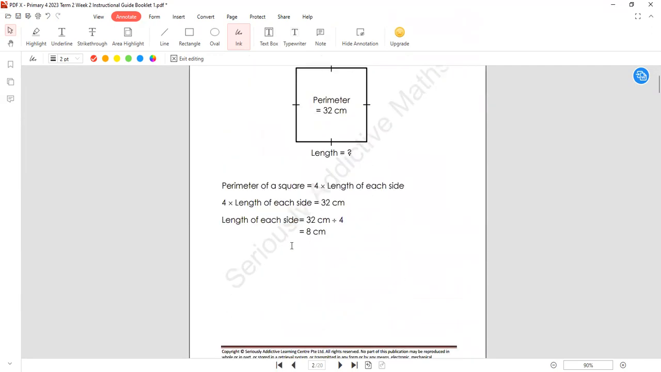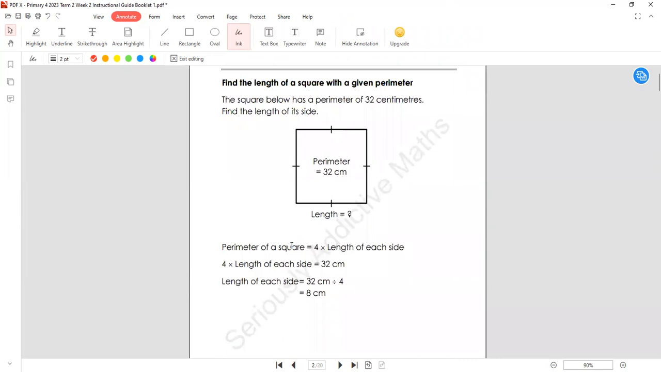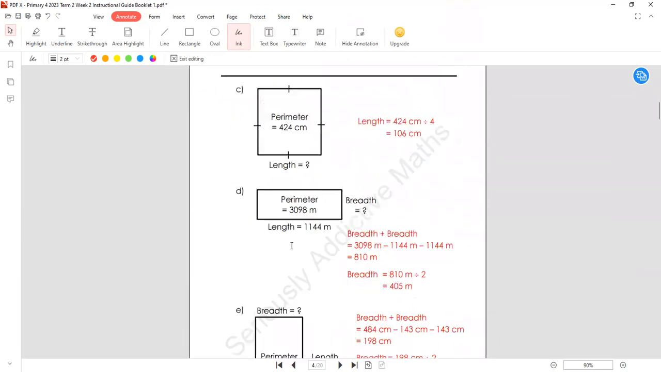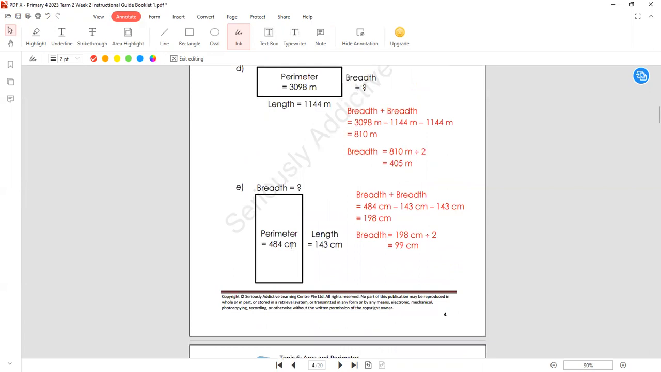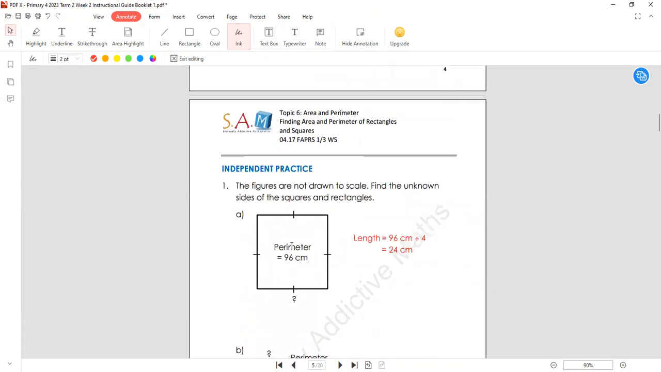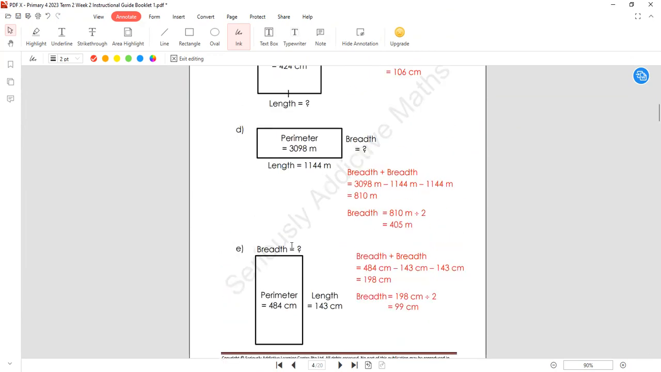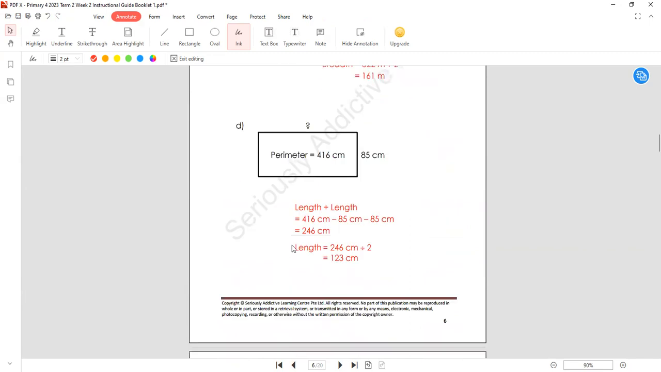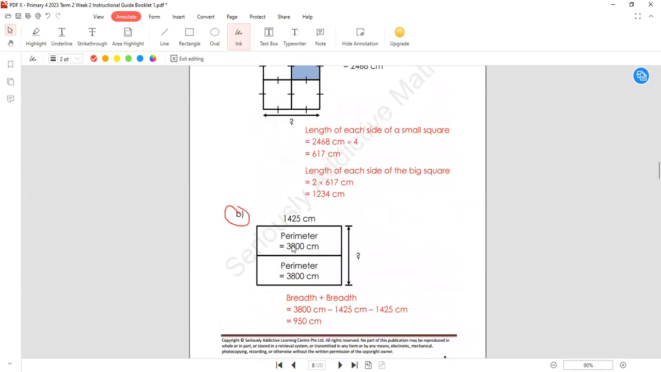The same thing applies for a square, except a square is easier. If the perimeter given is 32, because all sides are equal, it's simply divided by 4. So that's what students need to do. Get them to do all the guided practice here, and that should be more than enough. Once they've shown competency in answering this question, they should be able to do most of it. So finish all the guided practice, and then we can move on to somewhat harder questions.